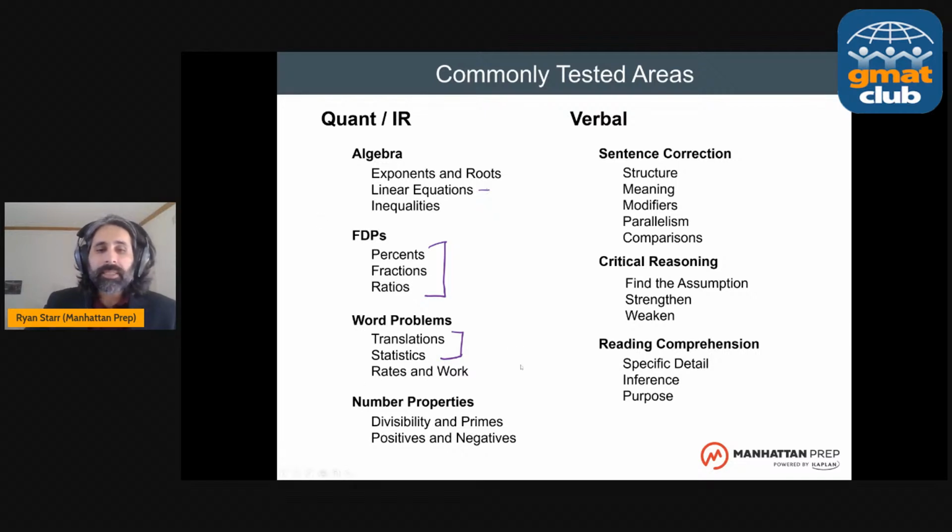All right. All of these other things are fair game. They show up. You're likely to get 1 positives and negatives question per test. All right. You're pretty likely to get 1 rates and work, at least 1 inequality, and probably 1 or 2 exponent or roots problems. But between the IR and the quant section, you're going to get a couple of percents and a couple of ratio problems.